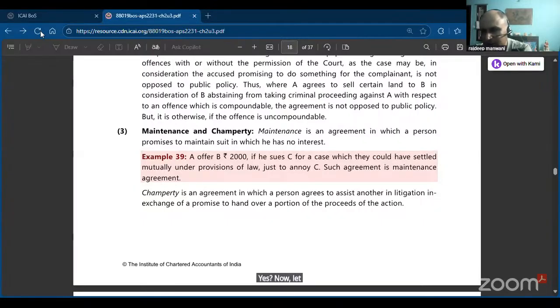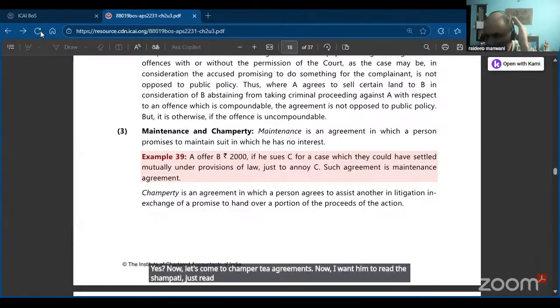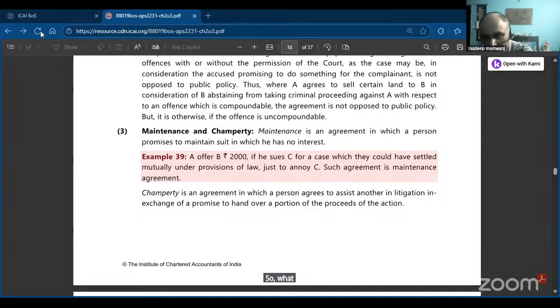Now, let's come to the champerty agreement. Now I want him to read the champerty. Just read the definition of champerty agreement quickly, Pranav. So what is maintenance of a suit? Maintenance of a suit means you're filing a case against somebody. To maintain a suit means to file a case against somebody.